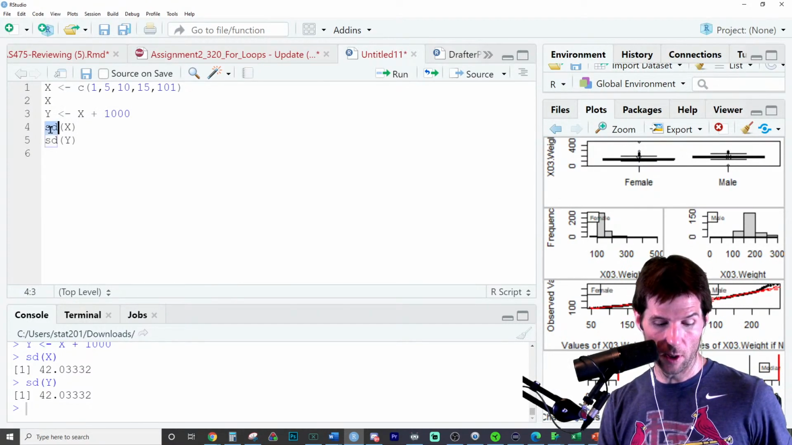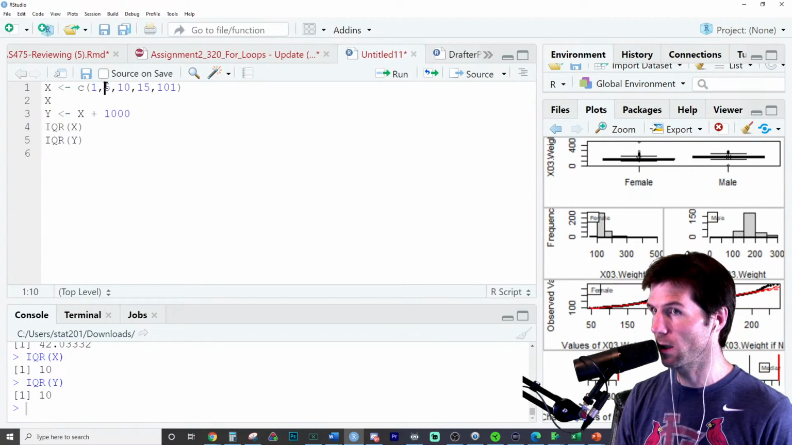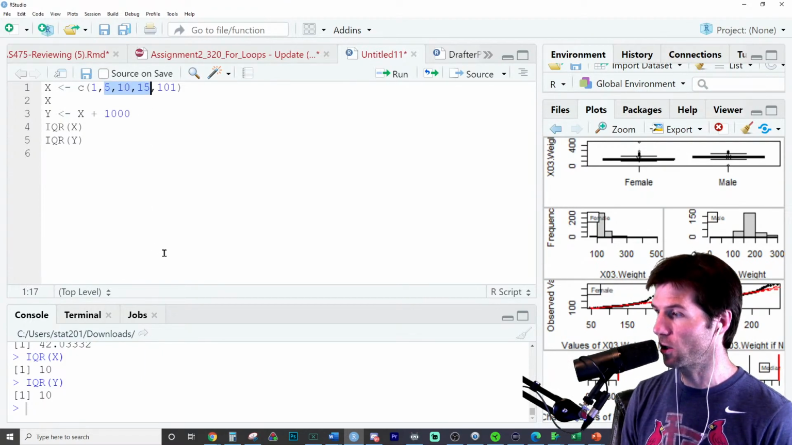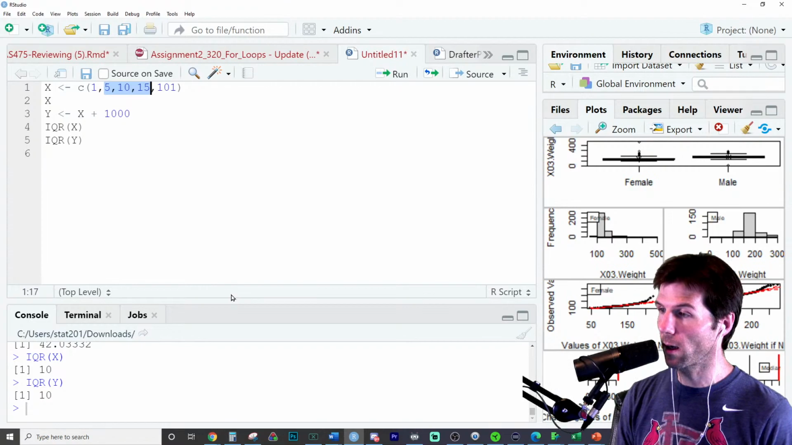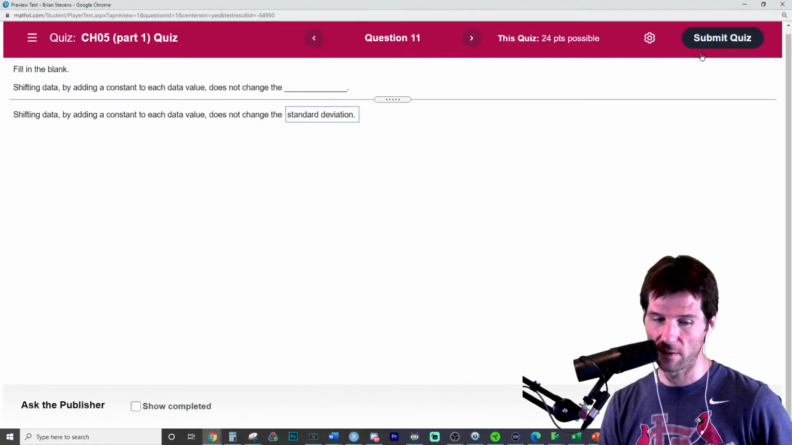And remember, we just added 1,000, and you can see that they're the same standard deviation. If you were to do the IQR, which we also said would not change, you could check your IQRs, and there are your IQRs, which we also see visually is the distance of these numbers, and it does not change when we add a constant. So adding a constant, here's the note to take, would not change the measure of spread of the data, and adding a constant would change the center of the data.